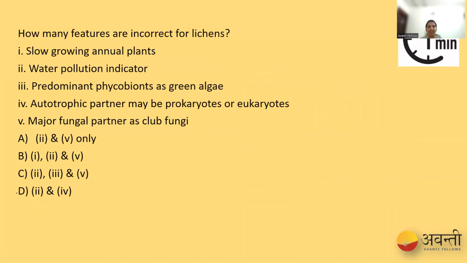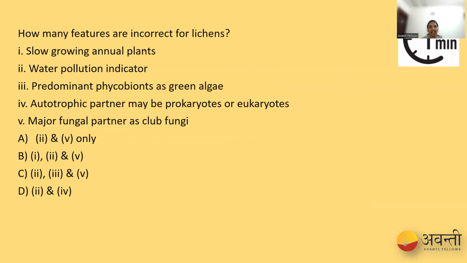Now next one, how many features are incorrect for lichens? Number one says slow growing annual plants. Statement number two says water pollution indicator. Option number three says predominant phycobiont as green algae. Four says autotrophic partner may be prokaryotic or eukaryotic. Fifth says major fungal partner as club fungi. So we have to find out the statements which are incorrect for the lichens.